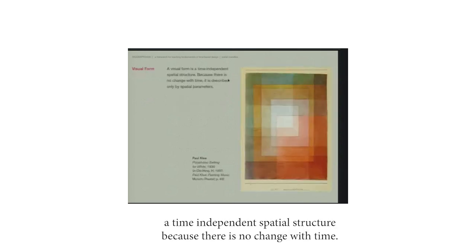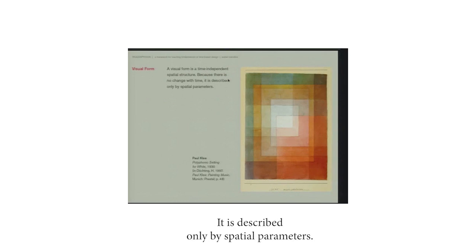A visual form is a time-independent spatial structure. Because there is no change with time, it is described only by spatial parameters. So we all know that, and here's just an example of a Paul Klee painting from 1930.